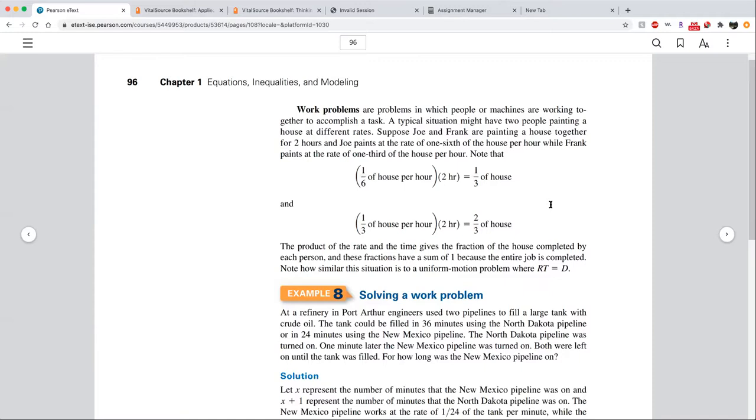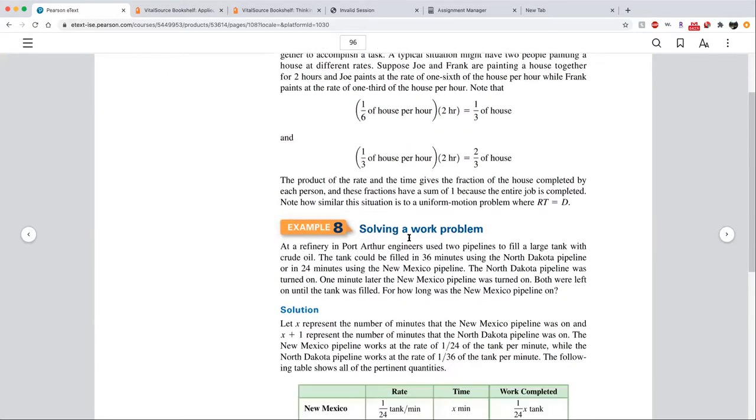While Frank paints at the rate of 1/3, it means that it's going to take 3 hours to complete the work painting, right? Keep in mind this. Suppose Joe and Frank are painting a house together for 2 hours. So 1/6 times 2 is 1/3 of the house. This is the amount of work Joe has done. So 1/3 of the house Joe painted in 2 hours, and then 2/3, this is the amount of work Frank has done. Keep in mind this, so you understand this concept.